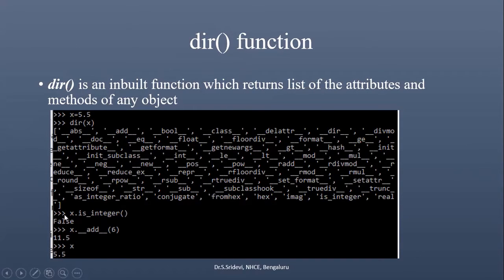One more thing is very important here. We are simply adding the value of 6 to the value of the object pointed to by the reference x. When we do that, it will not change the original value of x. So when we print x, we'll still get the old value of x only. When we execute this line, we'll get the answer 11.5, but that will not be saved in the object. So the object will still have the old value.